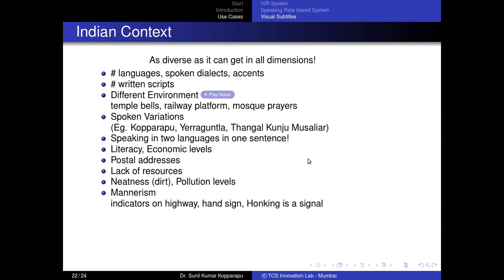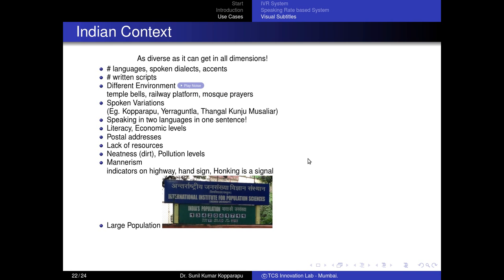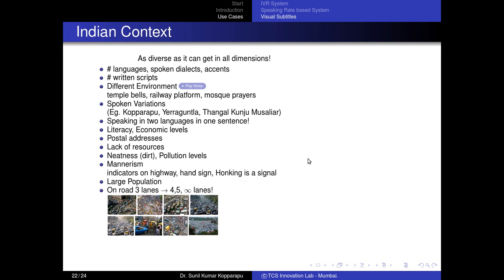Neatness and pollution levels are at a different level, and we have several different mannerisms that you will observe once you start living in India. That honking is indeed a signal, and it is not to be taken as an offense, or as a signal of you not being able to drive correctly. And of course, we are large in population, and we never have a great traffic sense.